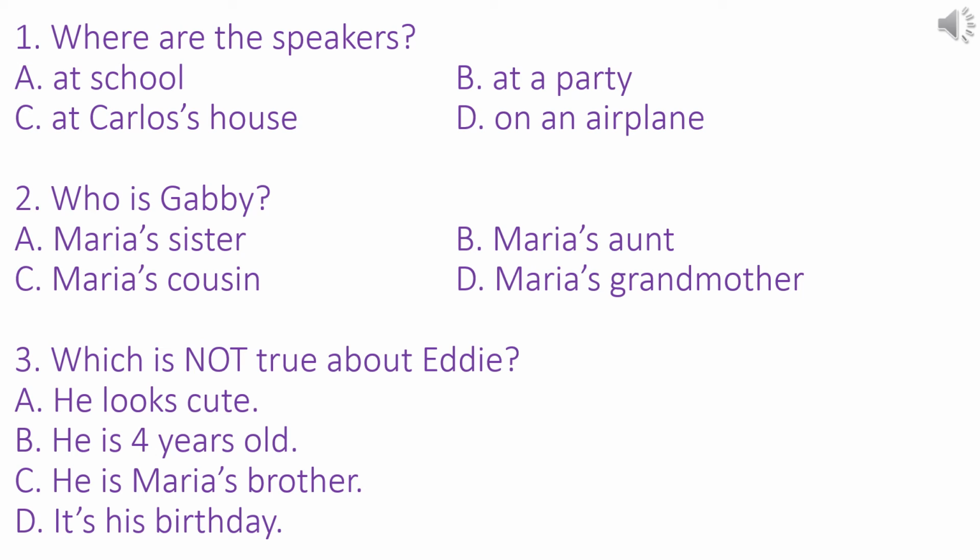B. Listen again and answer the questions. Thanks for coming to the party, Carlos. You're welcome, Maria. We are getting ready to eat cake. Who is the girl next to your grandmother? She looks happy. That is my cousin Gabby. It is her birthday. Who is the boy near Gabby? He looks cute. That is my brother Eddie. He is 4 years old.